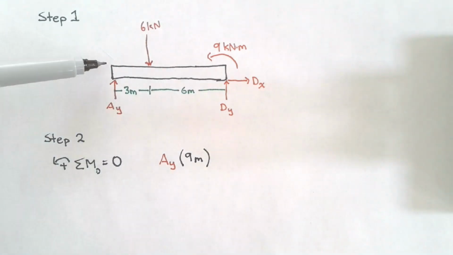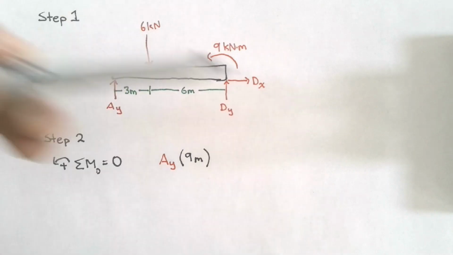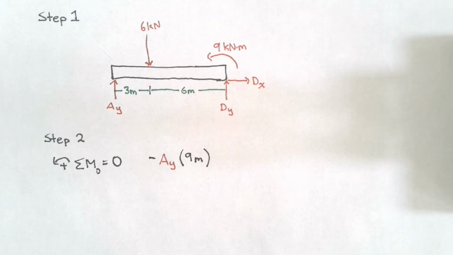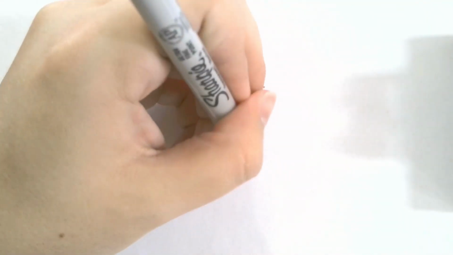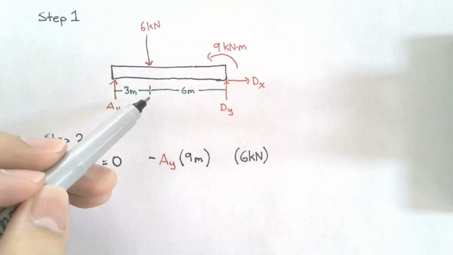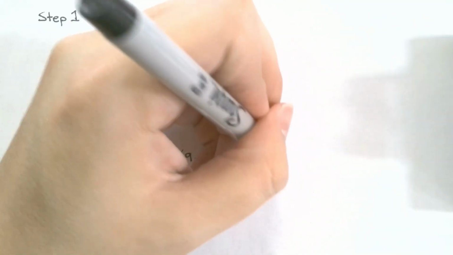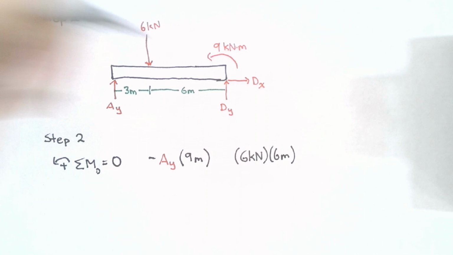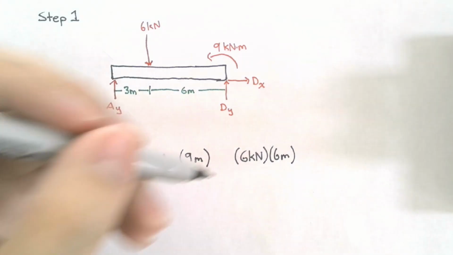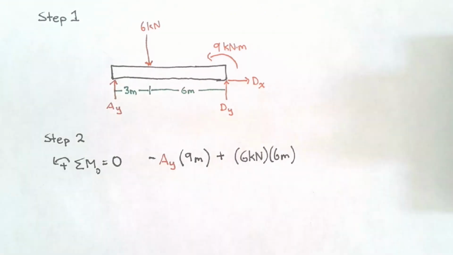Notice that this force will cause a rotation about point D in the clockwise direction, which means that it will have a negative moment. Moving on, we have a force of 6 kilonewtons acting at a distance of 6 meters from point D. And this force will cause a counterclockwise rotation, which means that we will assign it a positive value.